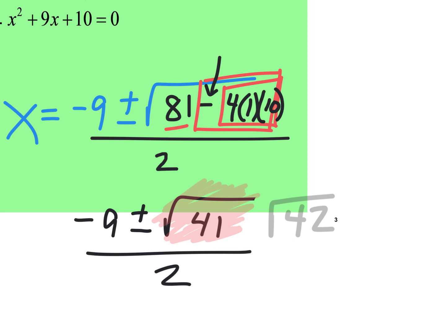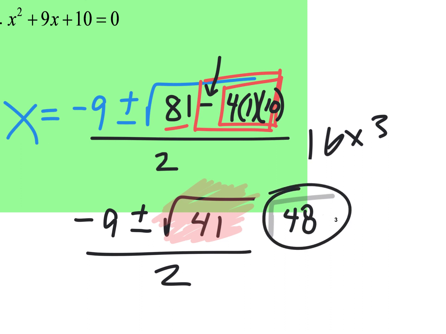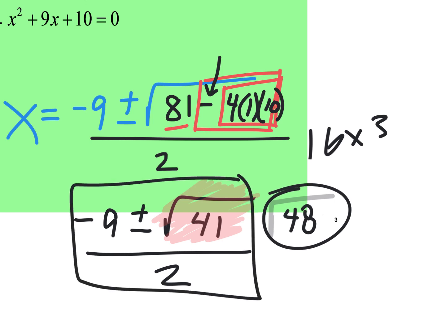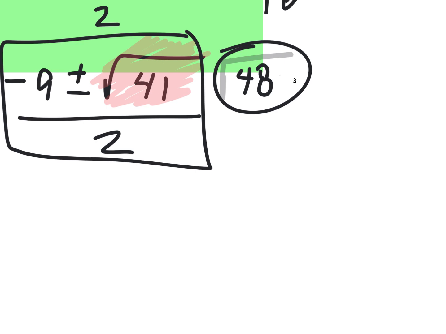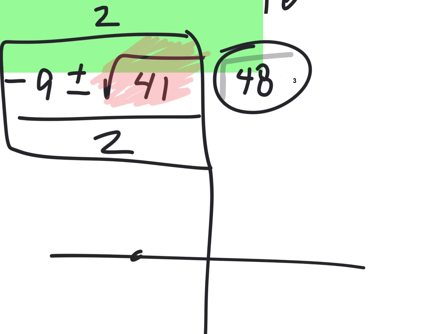Or square root of, oh, what's another one that people miss all the time? 16 times 3. 48. 16 times 3. Anyway, so if you can simplify these, do. But this one is done. It's as simple as it can get. And it's hard to know where that would be on the graph. That's why if you needed to know, you'd probably want to get decimals. And then you could be able to be like, oh, it's here and here.